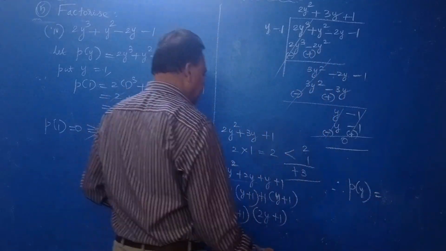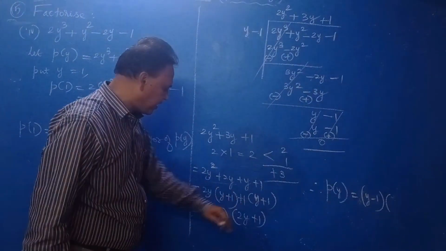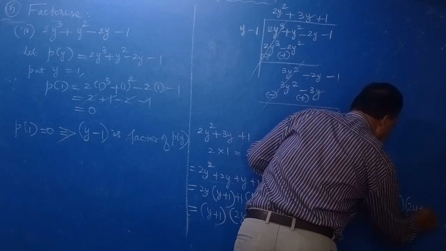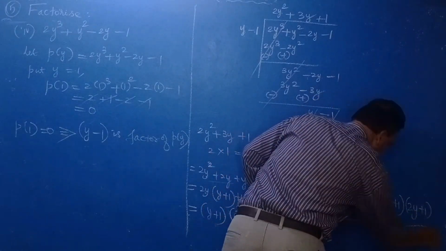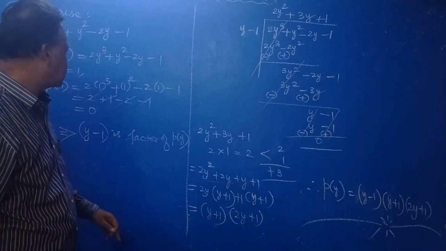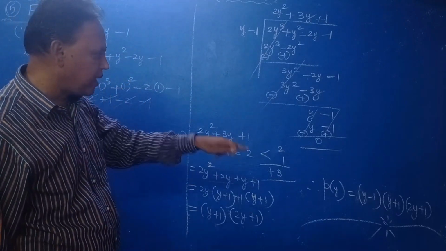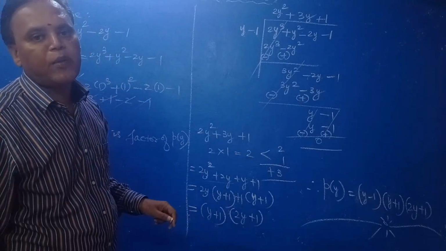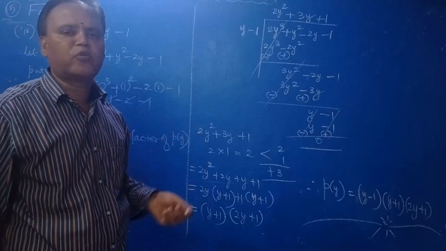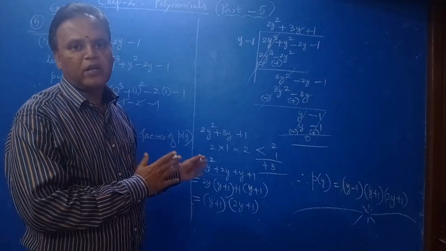This is one factor, y minus 1, into these two factors, you write y plus 1 into 2y plus 1. Okay. So the cubic polynomial is resolved into three factors: y minus 1 into y plus 1 into 2y plus 1. Understand? Like this you can do so many problems. Okay, get thorough with the method. I will give some problems as homework. You do it.